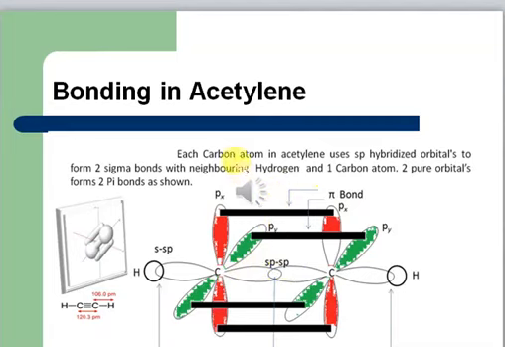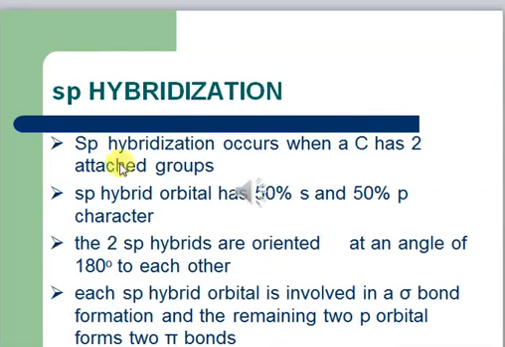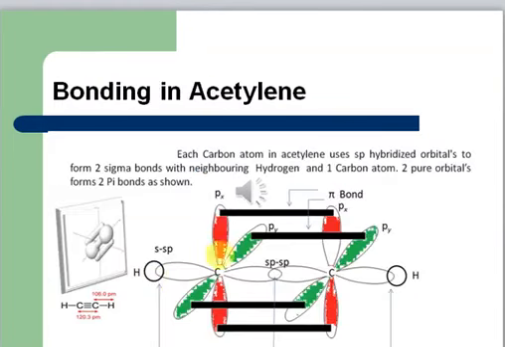So in case of acetylene, so we have what? A sigma bond and 2 pi bonds. So let's have a summary. So sp hybridization occurs when a carbon has 2 bonds, or when a carbon has 2 groups attached to it. So just see the example. In that case, the carbon has 2 groups attached to it. So one group is that carbon and one group is the hydrogen. Right? So whenever carbon has 2 groups attached, always remember hybridization should be sp.